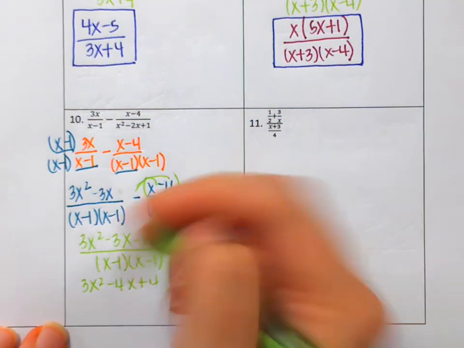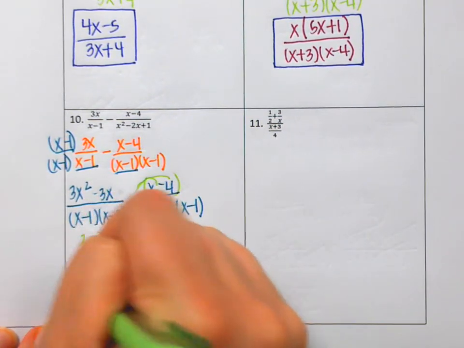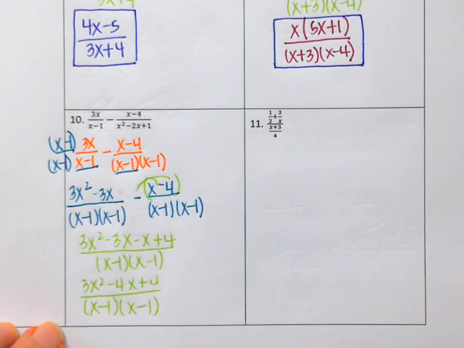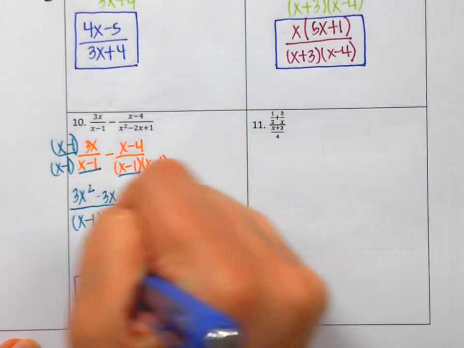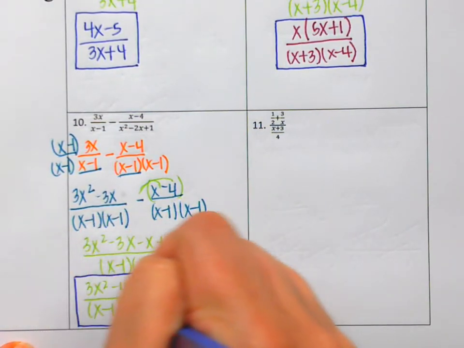And then nothing else could combine. I look to see if I can factor it. Do I know two numbers that multiply together to get me positive 12 and add to get me negative 4? And I don't. Some of you are thinking, well, what about negative 6 and 2? But negative 6 times 2 is negative 12, not positive 12. So this is fully factored. There's nothing I can cancel. And this is my final answer.